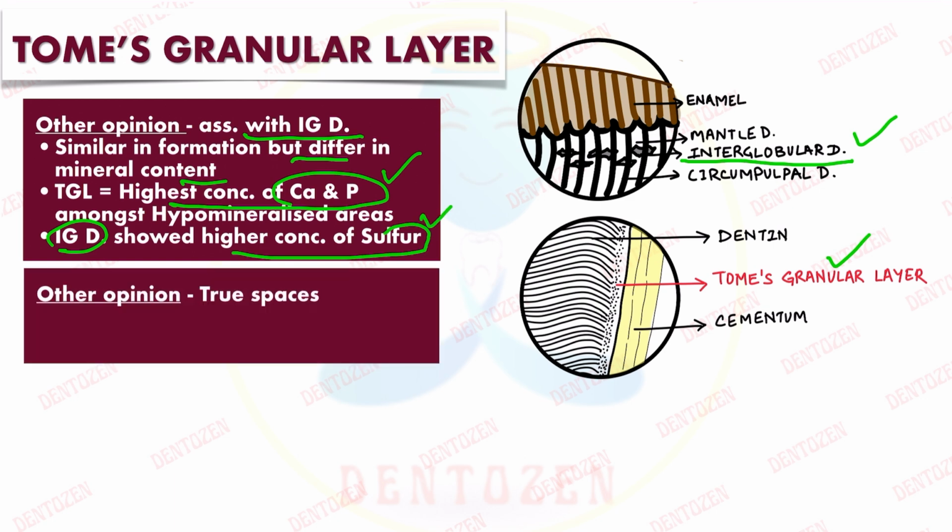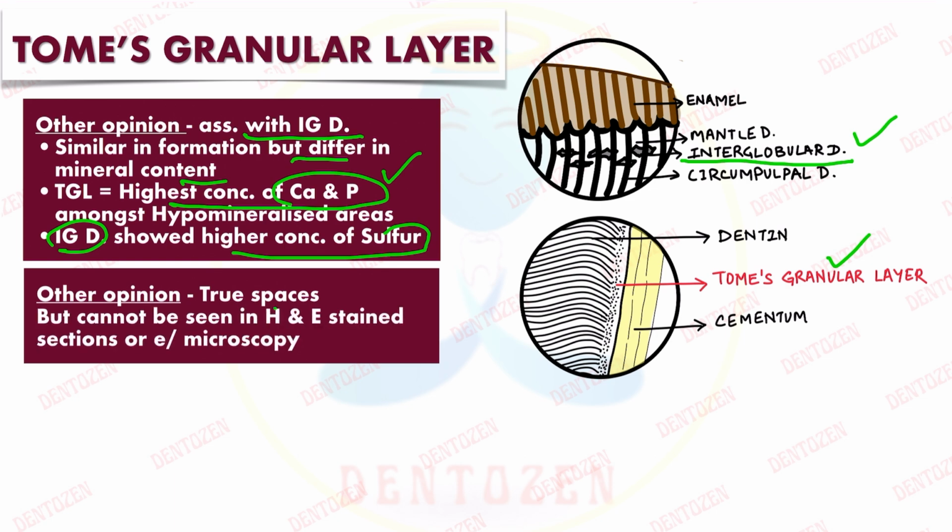Another concept is that they could be actually true spaces present there which appears as granules, but when we try to stain these sections with hematoxylin and eosin, or when we try to see them under electron microscope, these true spaces are not found. So these spaces were not there at all.